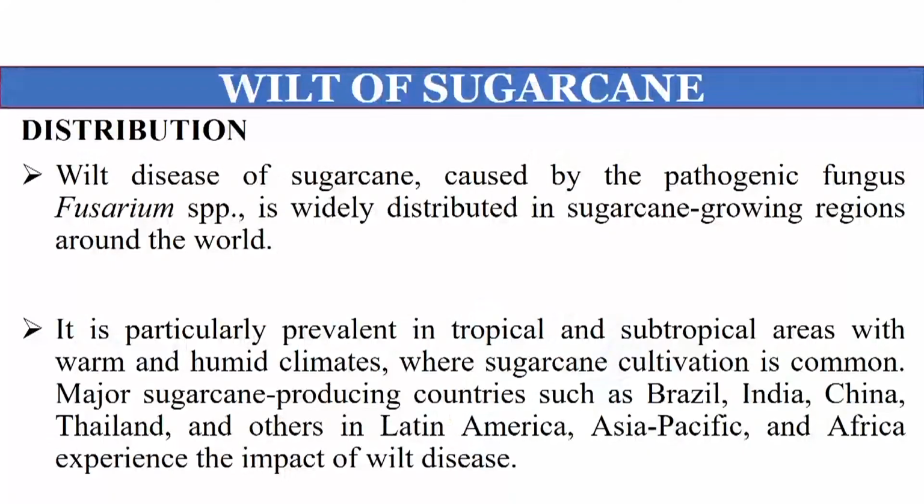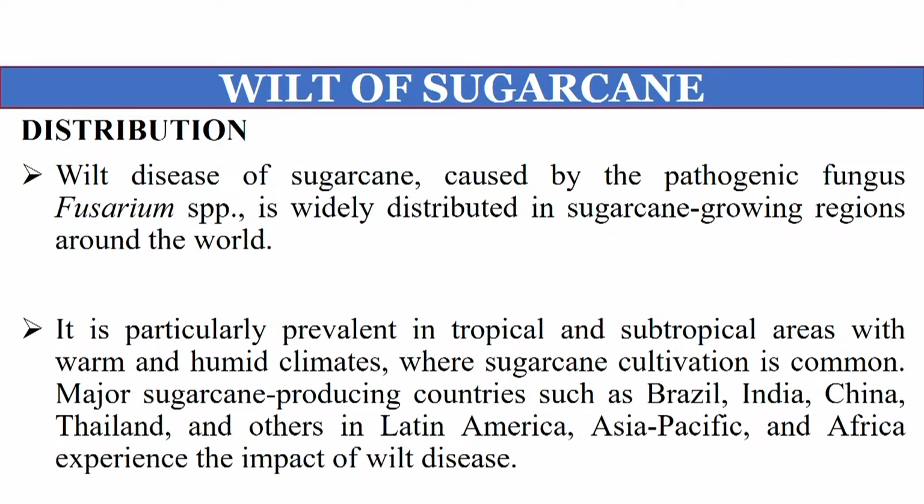Wilt of sugarcane has also been distributed overall where sugarcane has been cultivated. Basically, this disease is caused by the fungal pathogen Fusarium species, and it is widely distributed in sugarcane growing regions around the world. It is particularly prevalent in the tropical and subtropical areas with warm and humid climates where sugarcane cultivation is common.